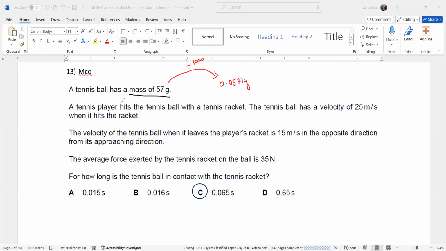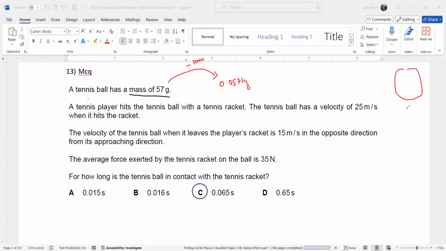A tennis player hits the tennis ball with a tennis racket. The tennis ball has a velocity of 25 when it hits the racket. When it leaves the player's racket, it is 15 meters per second in the opposite direction. The average force exerted by the tennis racket on the ball is 35 Newton. For how long is the tennis ball in contact with the tennis racket?